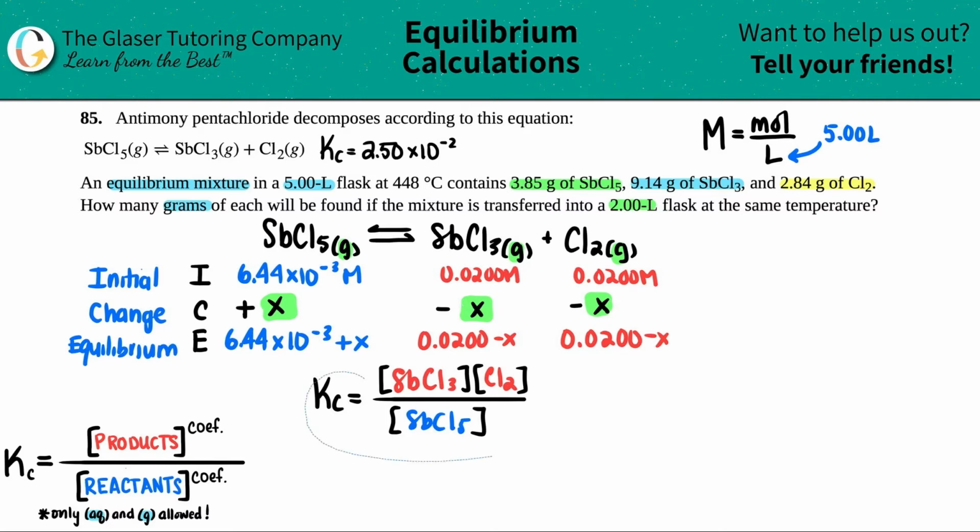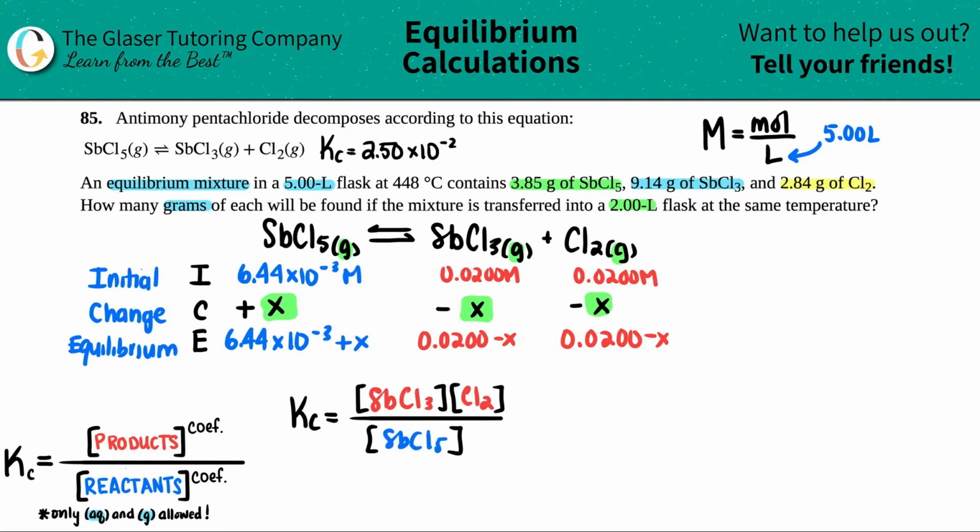And now we just said as before that the top numbers are going to be the same, right? 0.0200 minus x. And then the bottom is going to be the 6.44 times 10 to the negative 3 plus x. And the k value, which is what we found out before, is 2.50 times 10 to the negative second.